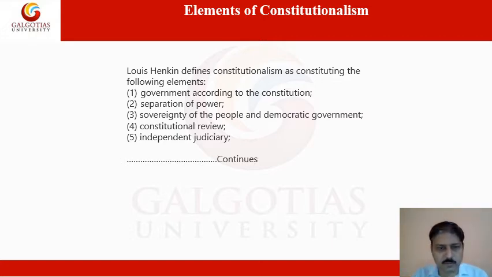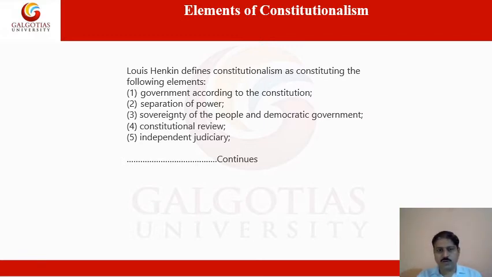According to Louis Henkin, there are nine elements. By observing these elements, we can find out whether constitutionalism exists in a particular legal system or nation or not. First, the government should act according to the constitution, and the general public will have faith in the constitution and act according to its principles only if government is run in adherence to the basic structure of the constitution.